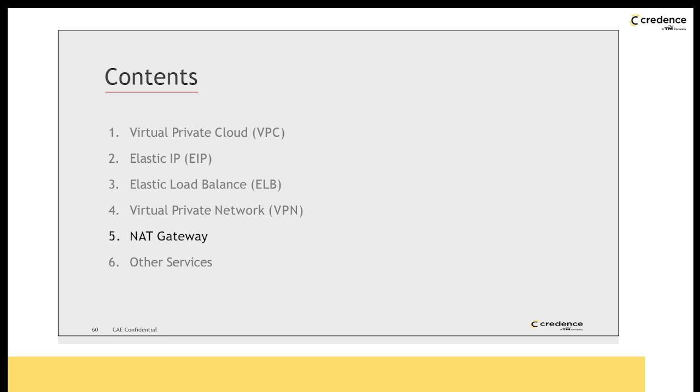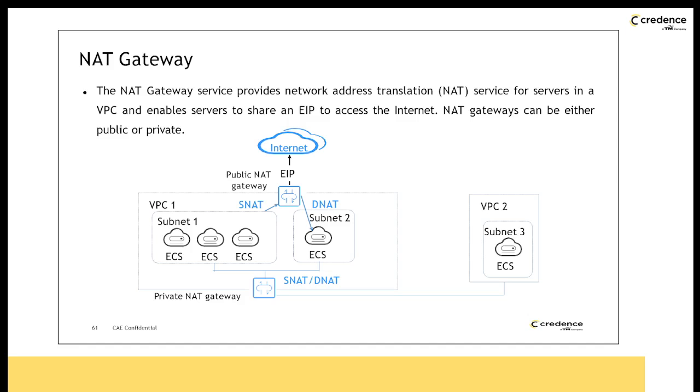Now I will continue with chapter 3, part 5, NAT Gateway. So what is NAT Gateway? It's a service which provides network address translation for servers in a virtual private cloud, VPC, and enables servers to share an EIP, elastic IP, to access the internet. So NAT gateway can be either public or private.